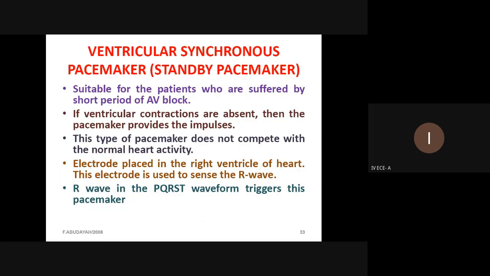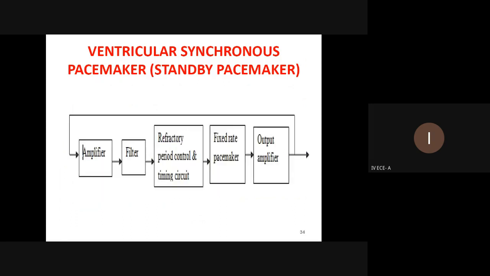Next, the ventricular synchronous pacemaker, which is suitable for patients who suffer from a short period of AV node block. If ventricular contractions are absent, then the pacemaker provides the impulses. This type of pacemaker does not compare with the normal heart activity. An electrode is placed in the right ventricle of the heart. This electrode is used to sense the R wave. The R wave of the PQRST waveform triggers this pacemaker.